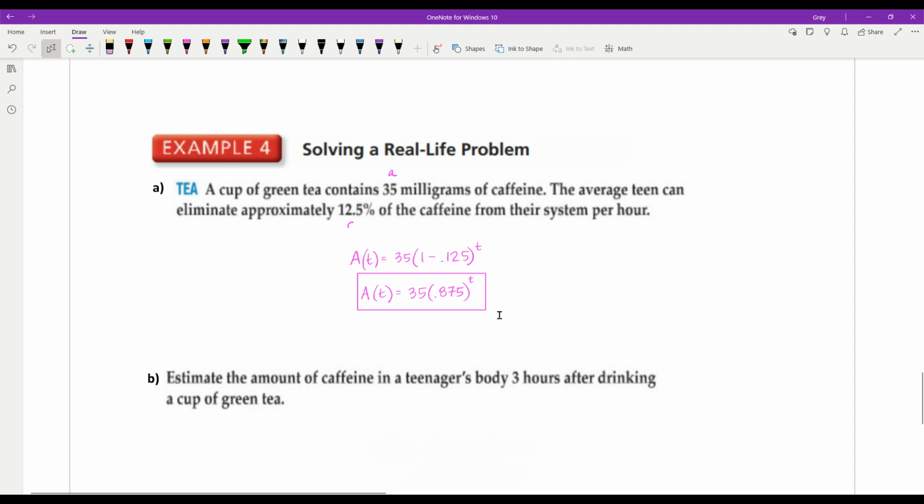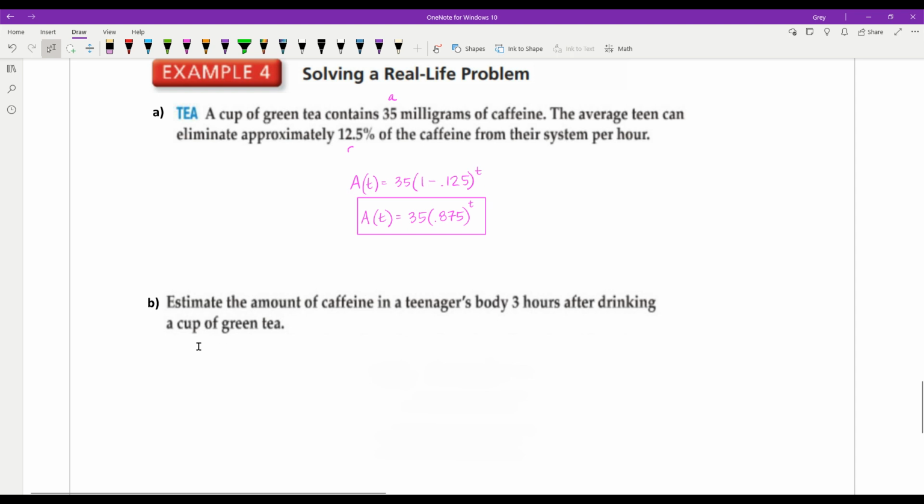You can use the parentheses, or like up here, you can use the dot, whichever one you want to. Now, last thing, estimate the amount of caffeine in a teenager's body 3 hours after drinking a cup of tea. Okay, so after 3 hours, t is, of course, representing my time. So I'm going to calculate A of 3. And A of 3 means put 3 in for t. So I put my 3 in my calculator, and find out that you still have about 23.4 milligrams of caffeine in your body 3 hours after drinking that green tea.